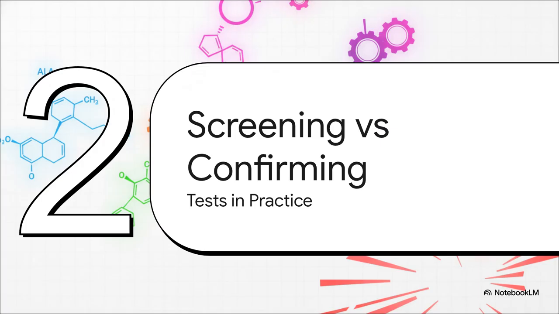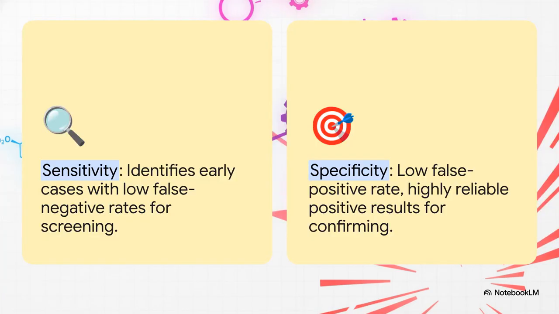Moving right along to section 2, screening versus confirming tests. Here, we're comparing two absolute titans of diagnostic medicine: sensitivity and specificity. Think about a 62-year-old guy whose wife recently had colon cancer, and now he wants a screening test. For screening, we want a test with high sensitivity. Why? Because we want to identify early cases and cast a wide net to capture almost all affected individuals. That means we need the lowest possible false negative rate.